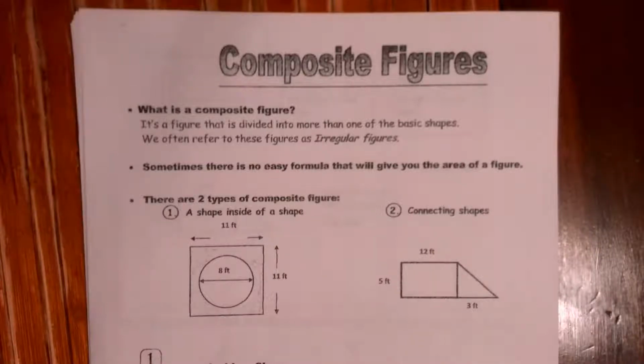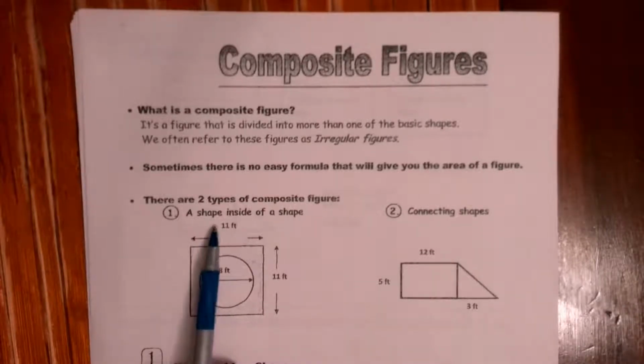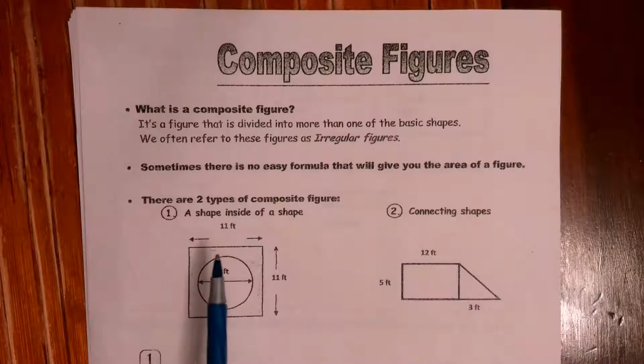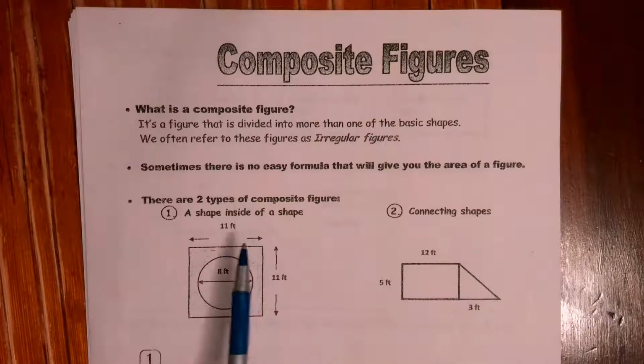All right, so here's your lesson for finding areas of what are called composite figures, or also called irregular shapes. So basically, there's a couple different ways that we can find the area of irregular shapes. Sometimes when we have a shape inside of a shape, I don't know if you can really tell it from the video, we're kind of showing that this is shaded. So this question would ask, hey, what's the area of the shaded region? So when we have a square on the outside and a circle on the inside.